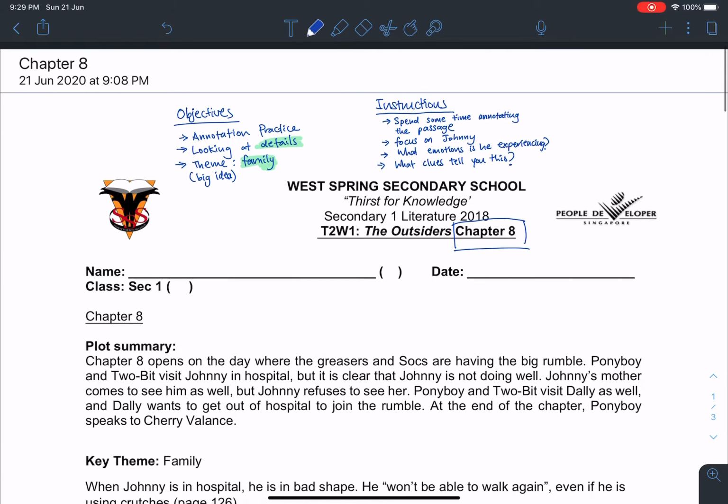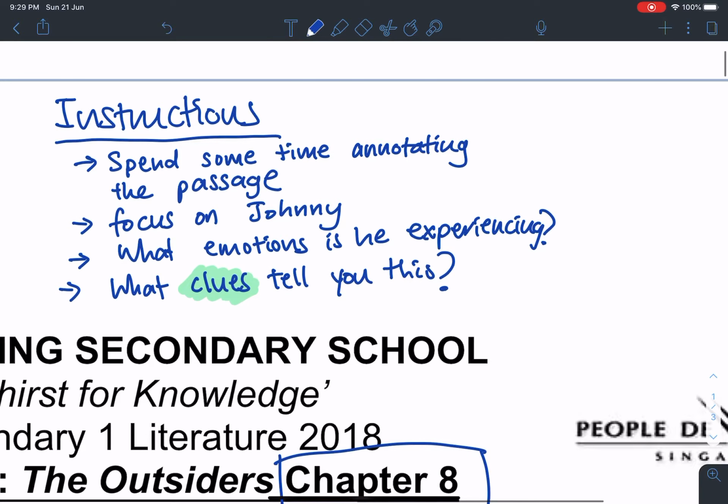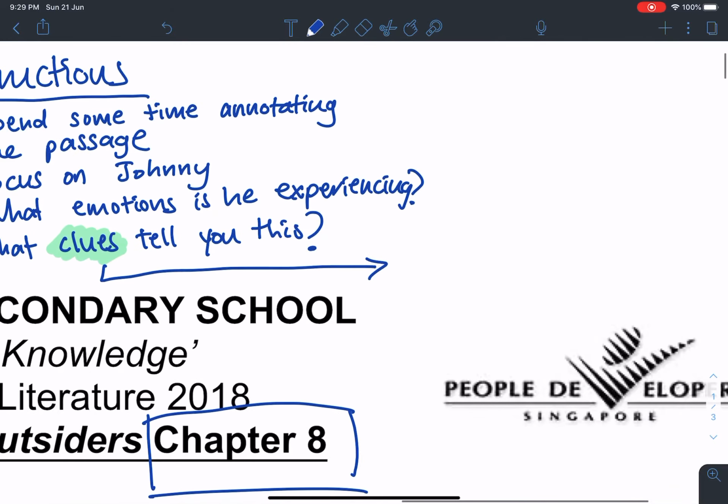Okay, so at this point, I would like you to pause the video and spend some time annotating the passage. I want you to focus on Johnny. Okay, I want you to think about what emotions he is experiencing, and you should highlight the clues that tell you all this. And you might be asking me, Mr. Low, what clues do we have?